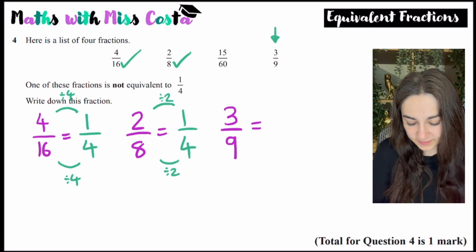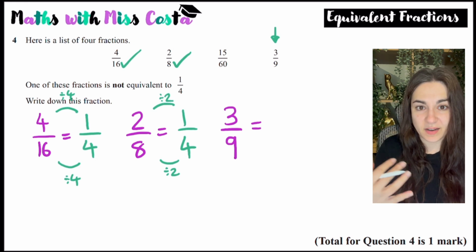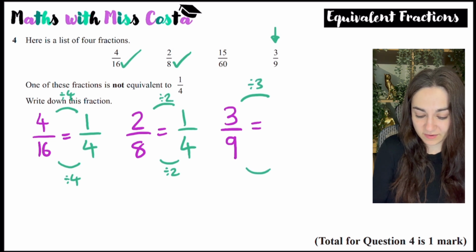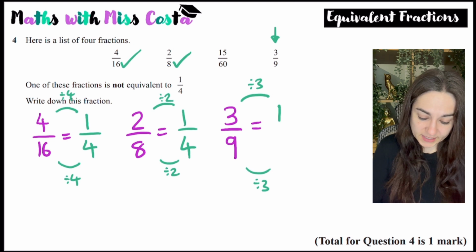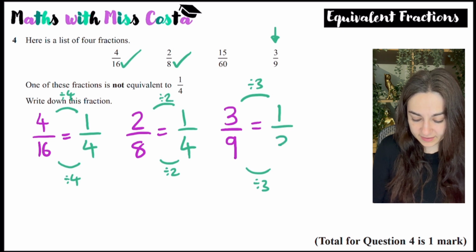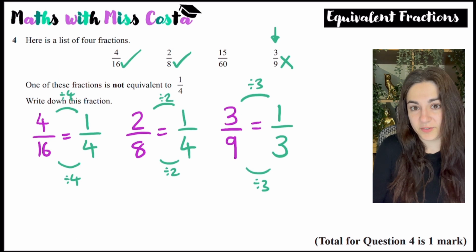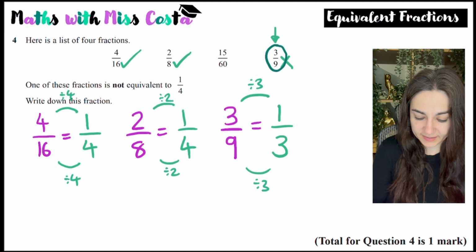So 3/9. What is the highest common factor of 3 and 9? The largest number that multiplies into it. Well, the largest thing that multiplies into 3 and 9 is 3. So that's the only thing I can simplify it by. So 3 divided by 3 is 1, and 9 divided by 3 is 3. So that does not simplify to a quarter. It simplifies to a third. So I would circle this one.